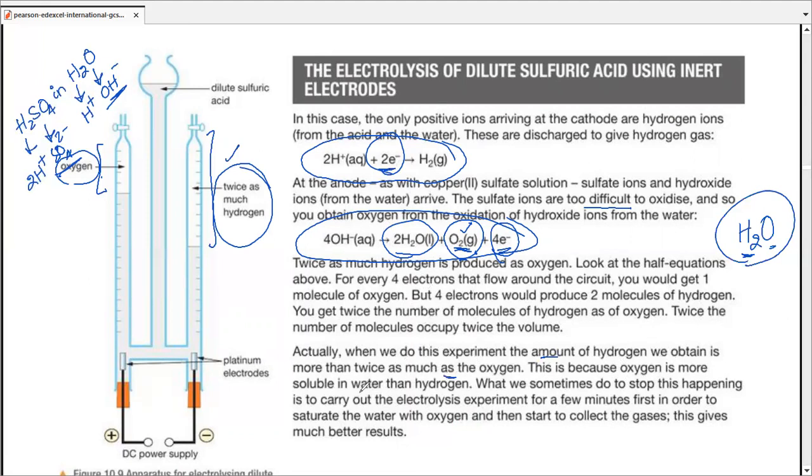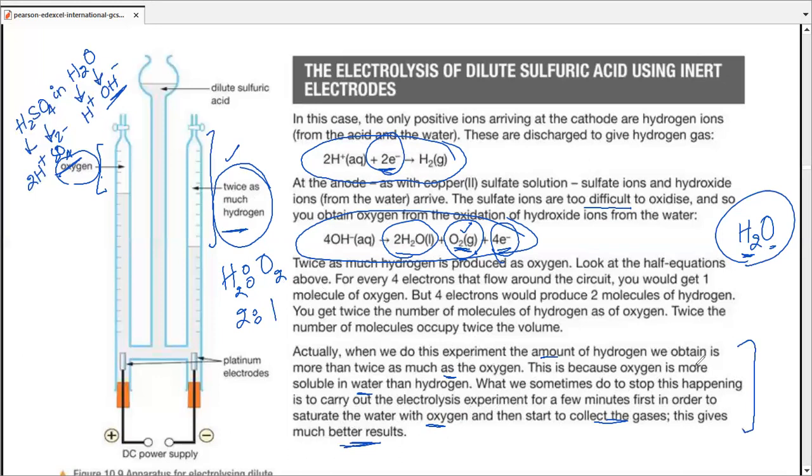This is because oxygen is more soluble in water than hydrogen. So what happens, some of the oxygen dissolves in water, hydrogen does not dissolve in water, so we get more amount of hydrogen. What we do to stop this happening is to carry out the electrolysis experiment for a few minutes first in order to saturate the water with oxygen, and then we start collecting the gases. This gives much better results, and the ratio of hydrogen to oxygen gases is 2:1, just like shown in the diagram, right?